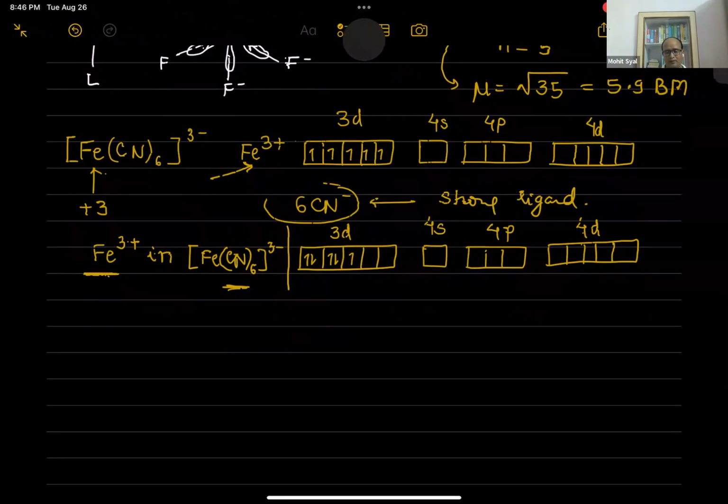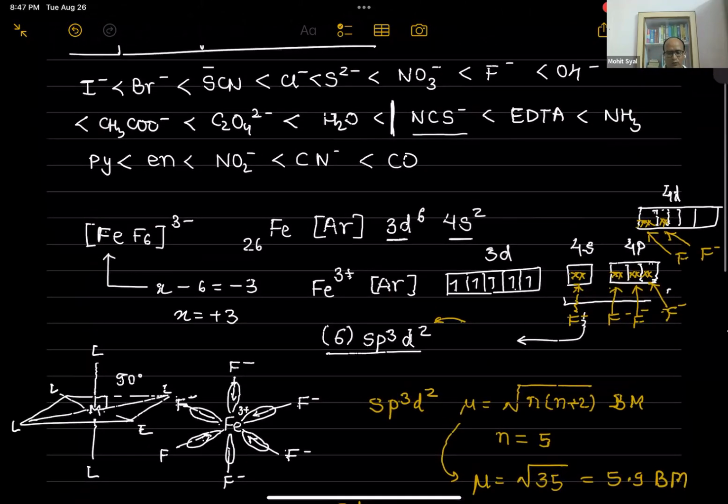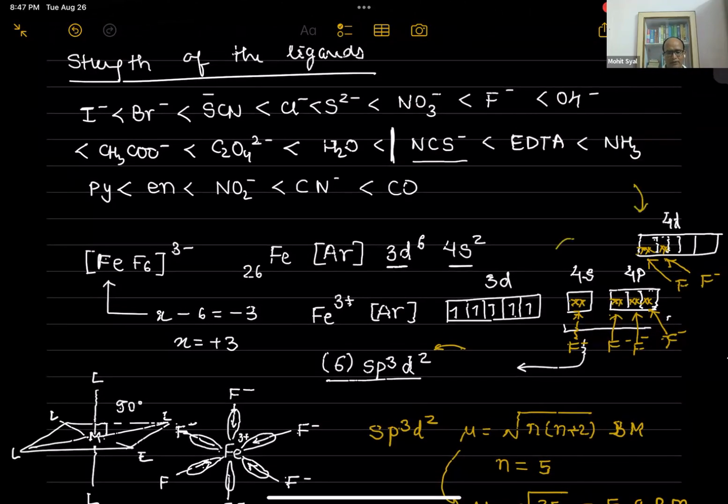Yes. Okay. So, how many empty orbitals am I going to use to bond CN minus ions? 4s, 4p. 4s, yeah, 4p. And these two are also empty. Why not use them also? Why unnecessarily go up to 4d? We did that in the previous complex. We had gone up to 4d and we had started from 4s.